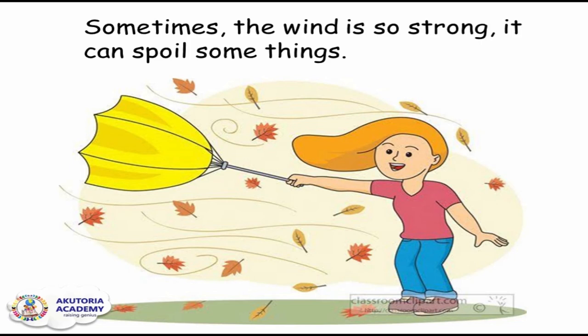Sometimes the wind is so strong it can spoil some things. Now look at this picture. You can see the girl was using her umbrella, and then the wind came and blew it up. It wants to spoil her umbrella. So the weather is windy, carrying the leaves. It wants to carry the girl's umbrella. It's also blowing her hair to the side. So looking at this picture, the weather is what? Windy.